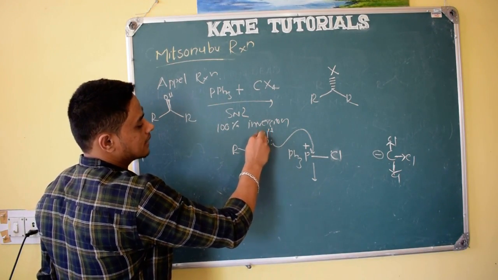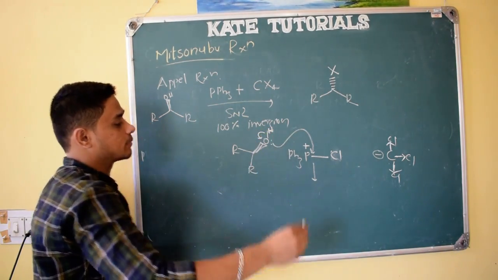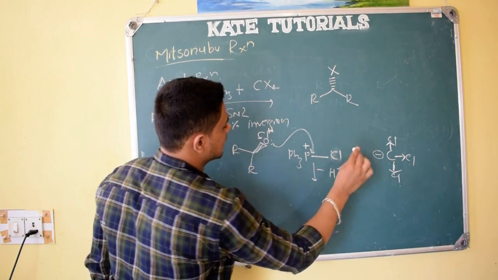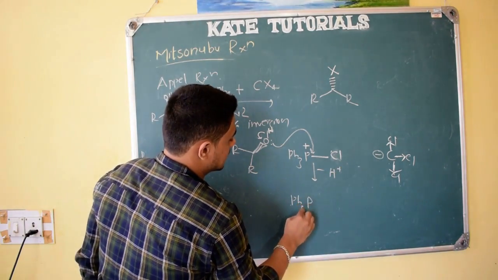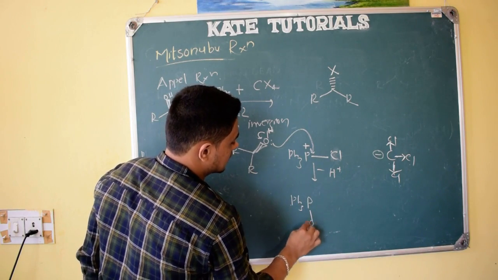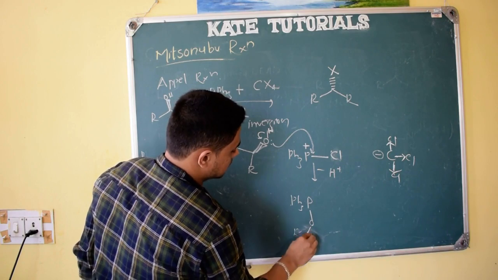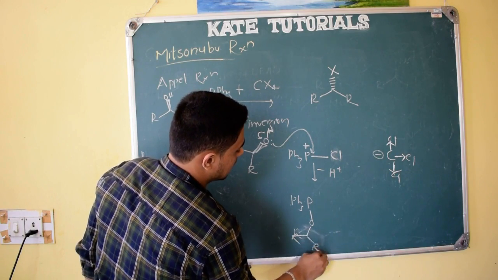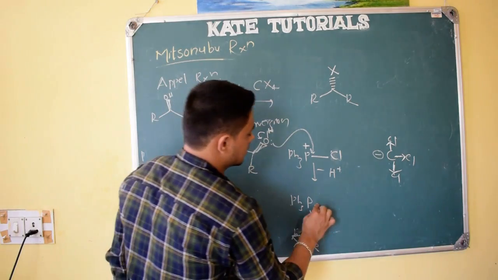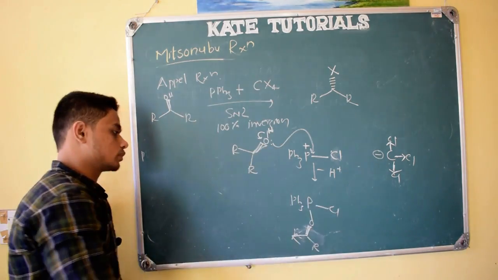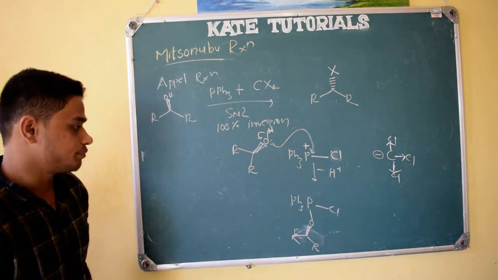To neutralize that, the proton, not halogen, the proton will leave as H plus. So minus H plus, let me write. So what happens, PPh3, here oxygen, and here R, and this is above the plane, right? And here chlorine is there. So phosphorus valency 5, 3, 4, 5, it's satisfied.